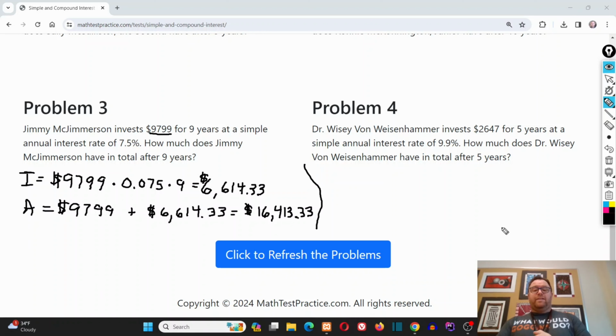Last problem. Dr. Wisey von Weisenheimer invests $2,647 for 5 years at a simple annual interest rate of 9.9%. How much does Dr. Wisey von Weisenheimer have in total after 5 years? So first we'll do the interest. So it's going to be the principal, $2,647, times the interest rate as a decimal. So we divide this by 100, we get 0.099, times 5 years.